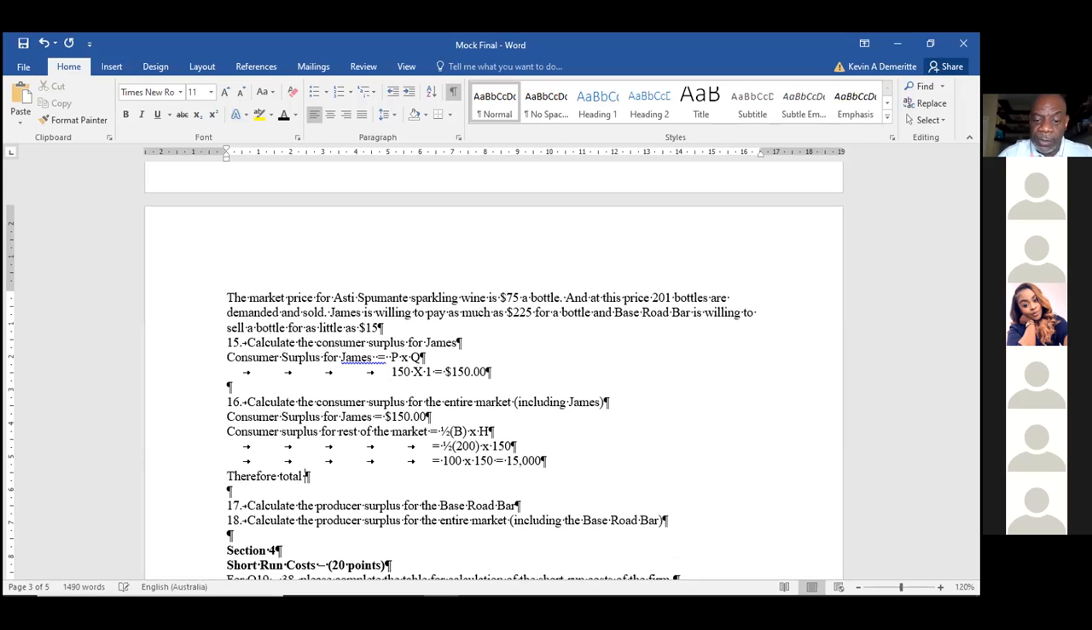Therefore, total consumer surplus equals 15,000 plus 150. Okay, you could do it that way too. But since James came first, I just put him first, but it works fine. Now, 15,000 plus 150.